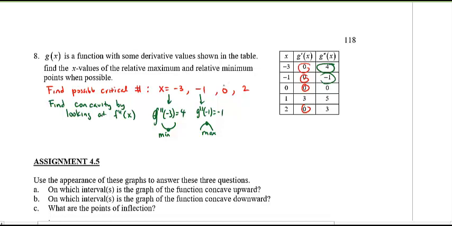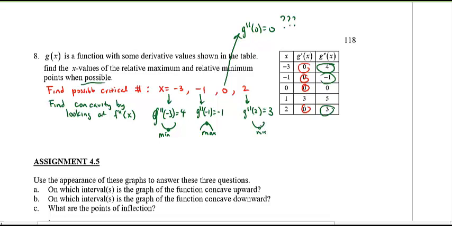At 0, let's see what happens at 0. G double prime of 0 is 0. Well, that's the one where we don't know. So, remember, I said when possible. No clue what's happening at 0. And then finally at x equals 2, we have G double prime of 2 being equal to 3. That must be another minimum.